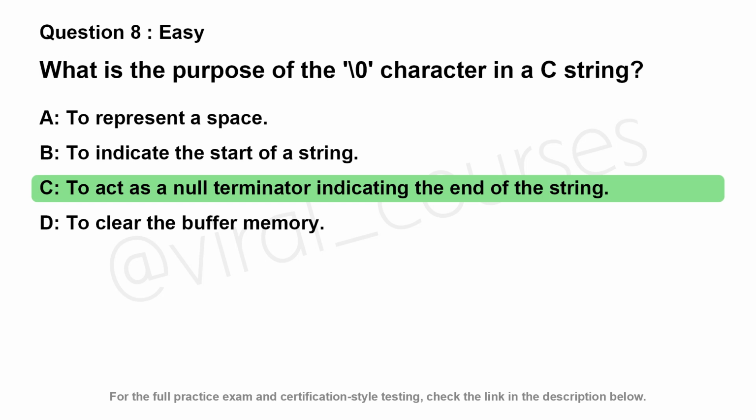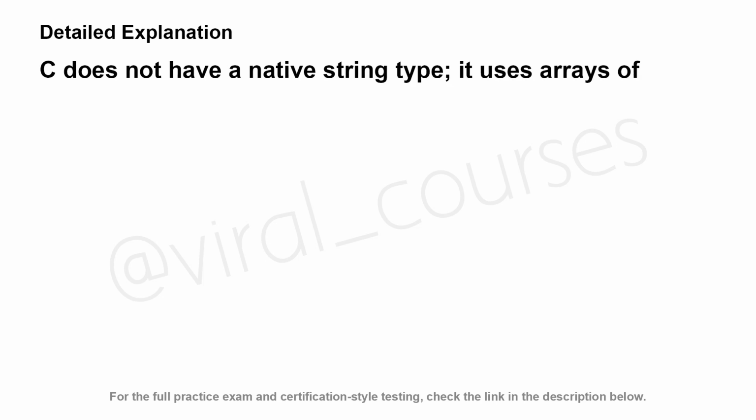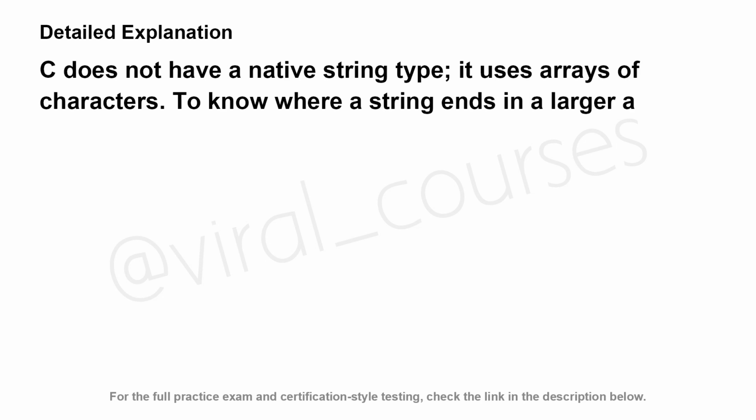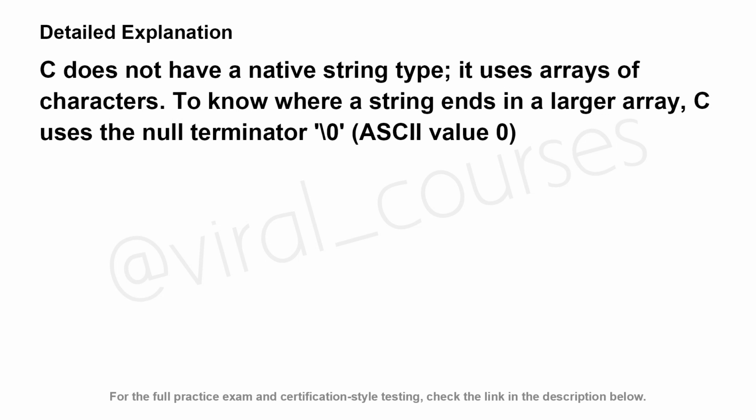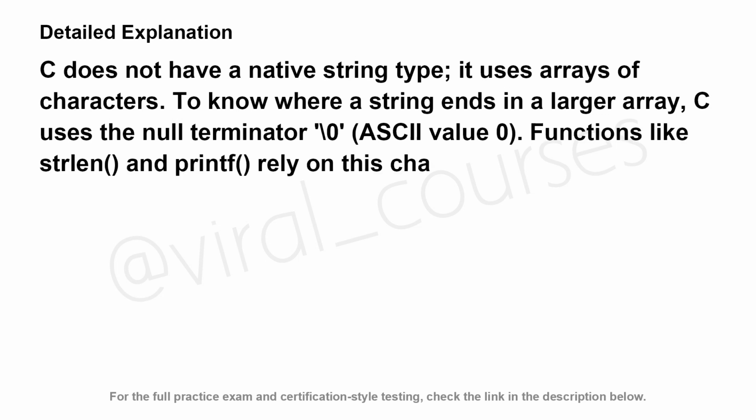The correct answer is C. C does not have a native string type. It uses arrays of characters. To know where a string ends in a larger array, C uses the null terminator, \0, ASCII value 0. Functions like strlen and printf rely on this character to stop processing.